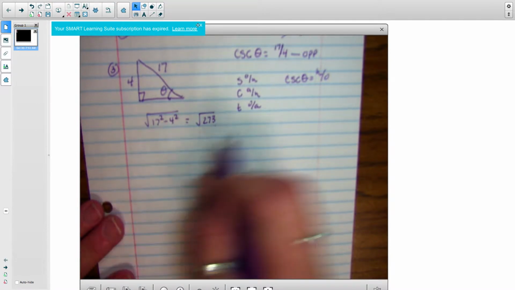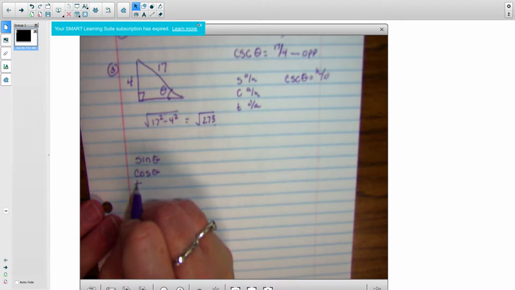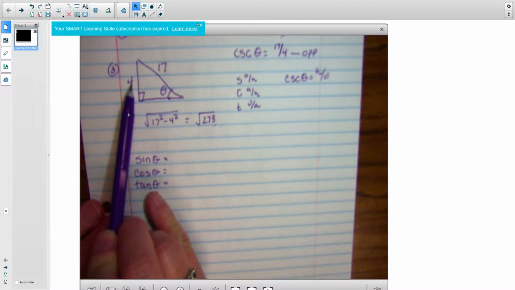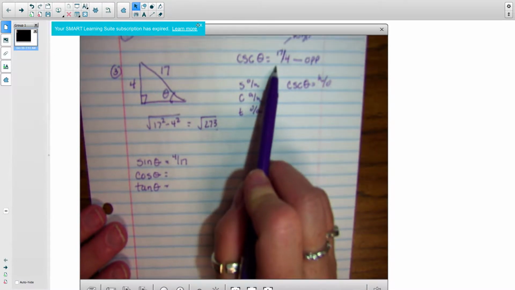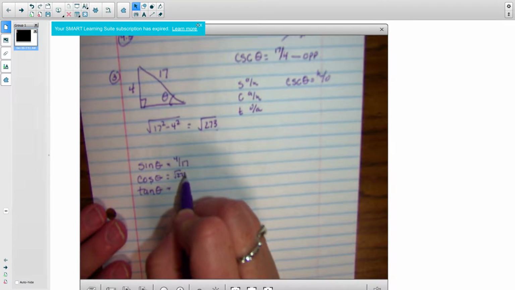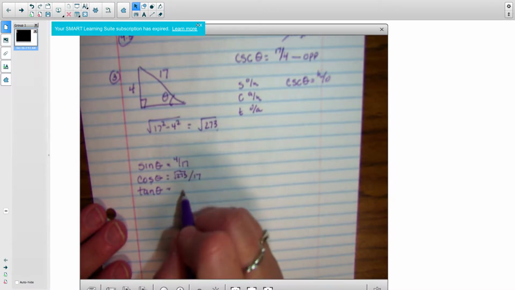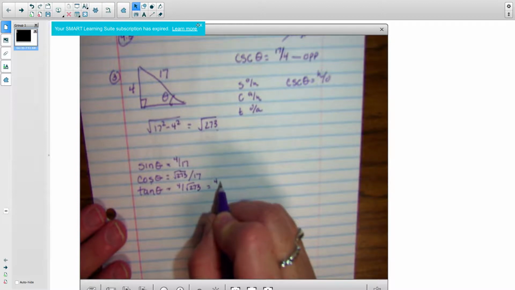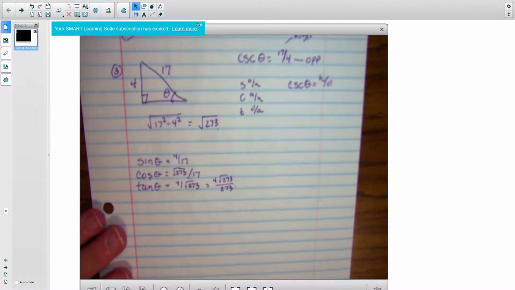So then I got to find the other trig functions. Sine, cosine, tangent. Sine is opposite over hypotenuse, which we know already by just doing the reciprocal of this. Cosine is adjacent over hypotenuse. Tangent is opposite over adjacent. And probably my answer said this. Is that what my answer said? Yep.